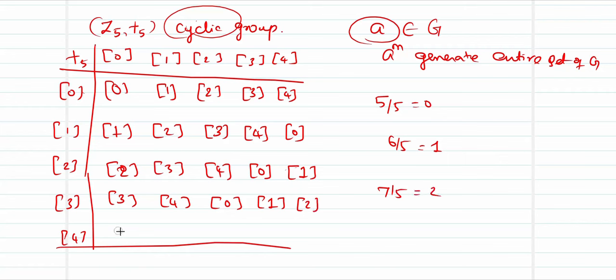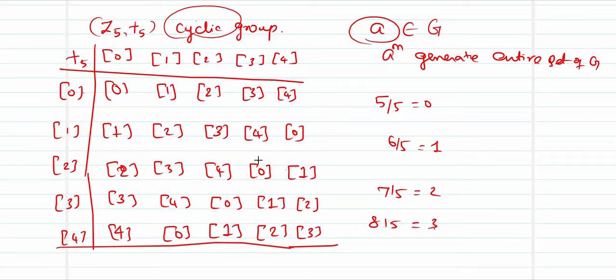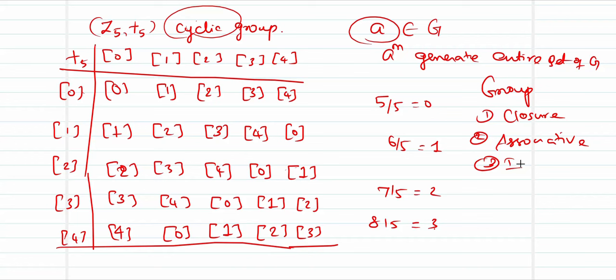Now 4 plus 0 is 4, 4 plus 1 is 5, so remainder will be 0. 4 plus 2 is 6, so remainder is 1. 4 plus 3 is 7, remainder 2. 4 plus 4 is 8, and 8 on 5 gives remainder 3. So this is my table for showing that it is a group. What I need to show is closure, the associative law, that an identity element exists, and that inverse elements exist.